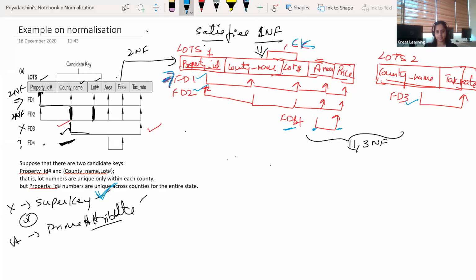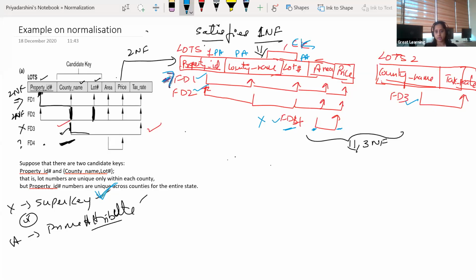Which are the prime attributes here? See, county name is a prime attribute. Lot number is a prime attribute. Property ID is a prime attribute. In lots 2 it is also the same. County name is a prime attribute. So is price a prime attribute? No. So that means FD4 is not satisfying both the conditions of 3NF. So which is violating 3NF here? FD4.